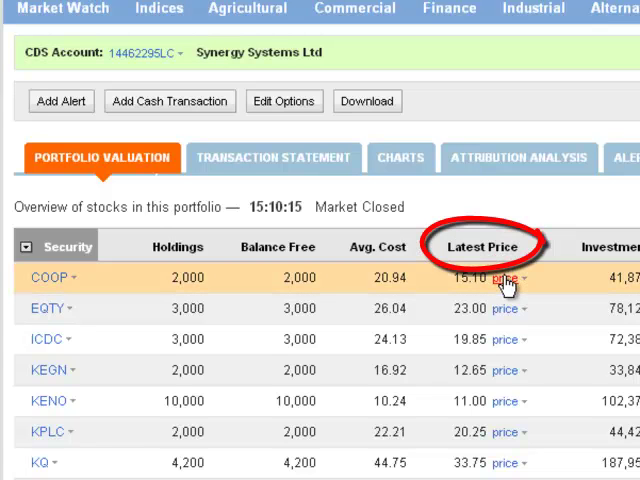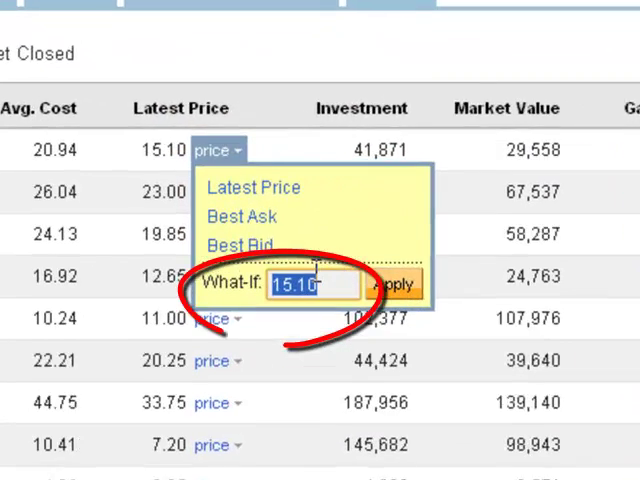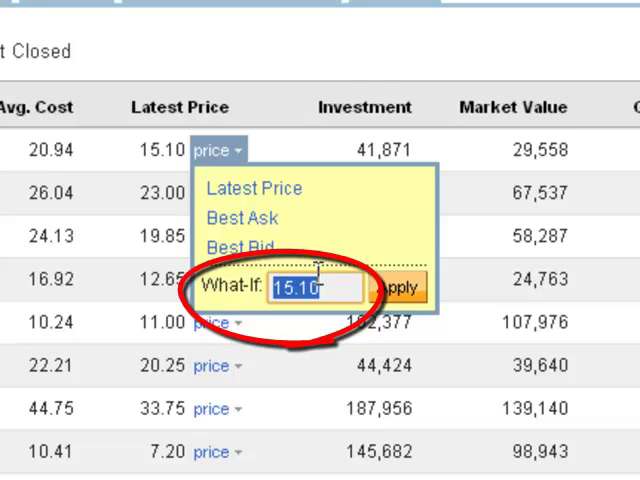You also have the ability to look at your latest price based on the best ask or the best bid. All this is dependent on whether you're looking at selling or buying more shares. The fourth option on the latest price is what we call the what if, whereby you might want to look at a scenario on your portfolio in the event that a particular share's price rose to a certain value or dropped to a certain value.